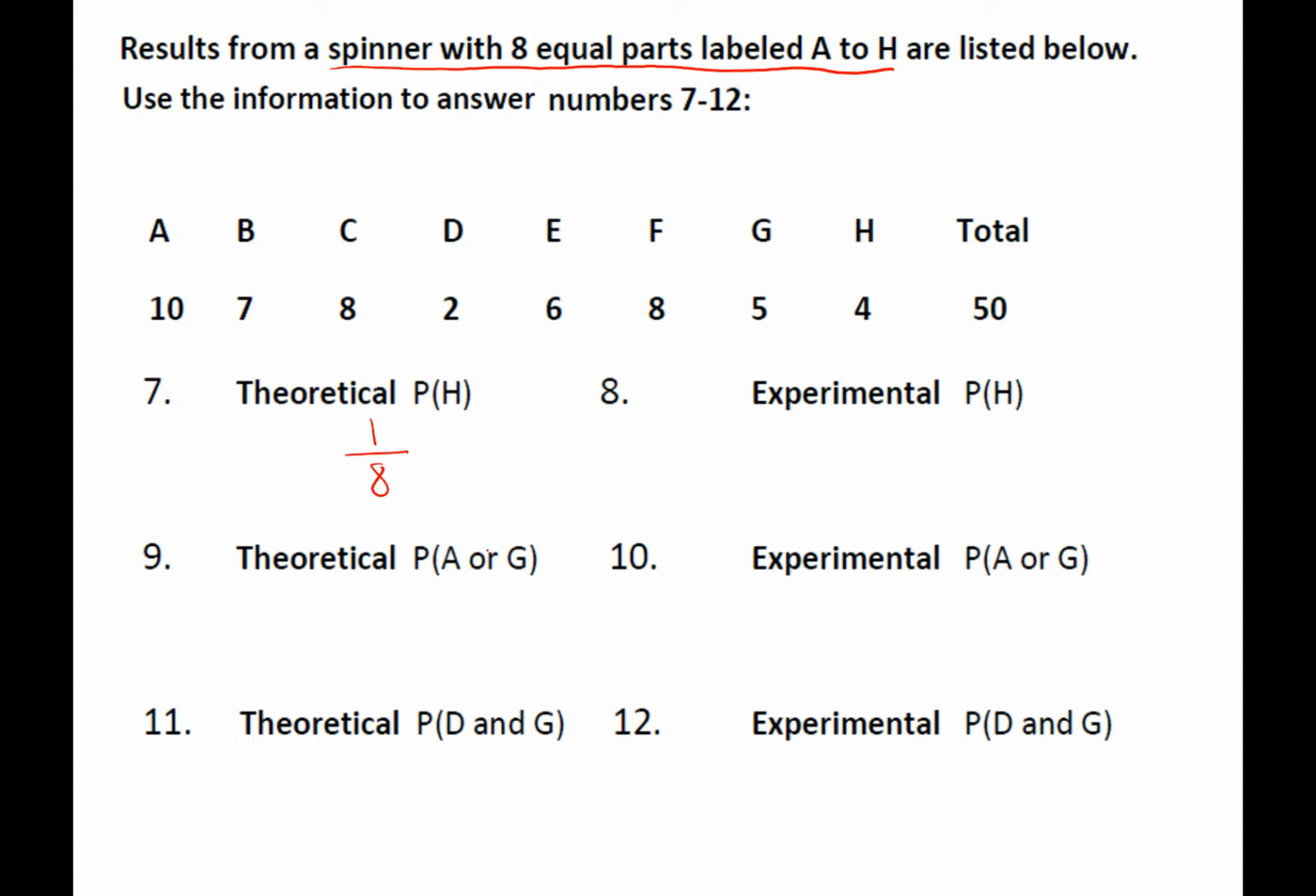This says A or G. Here's a new word here. When we see or, that's going to mean addition. So the probability I'm going to get A or G. First of all, probability of A, well, there's only one section labeled A out of 8. And then I'm going to add, and there's only one section labeled G out of 8. And so I get 2/8, which reduces to 1/4.